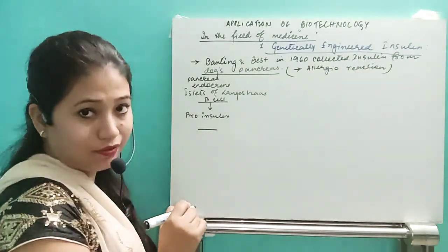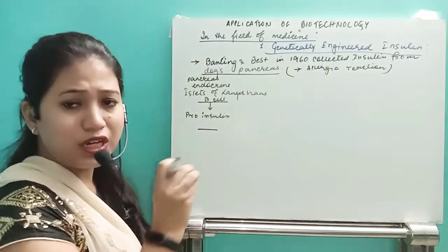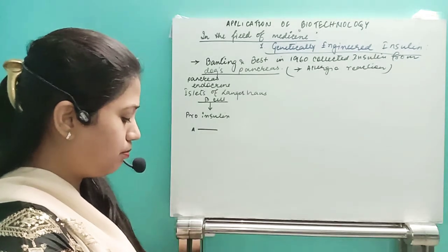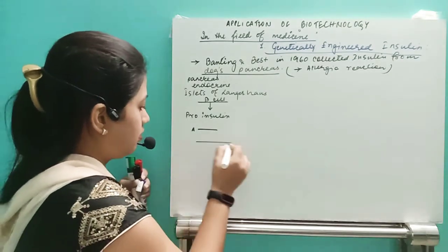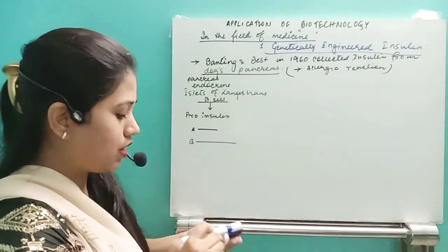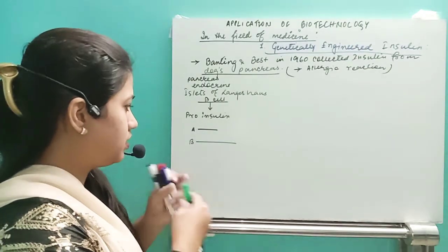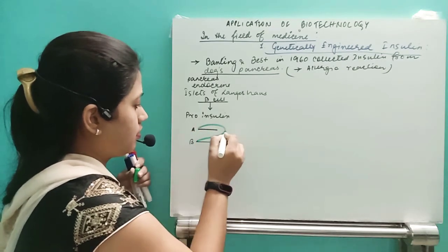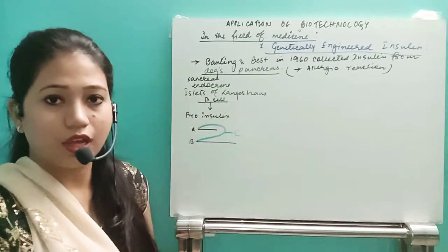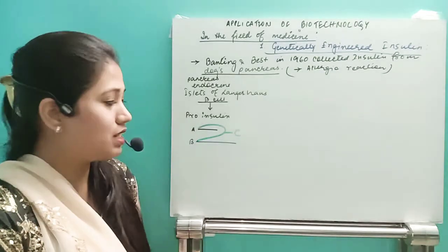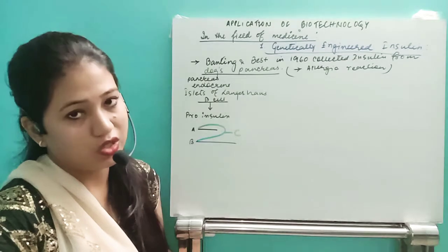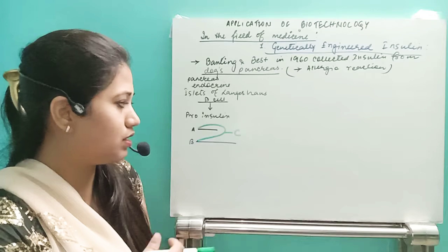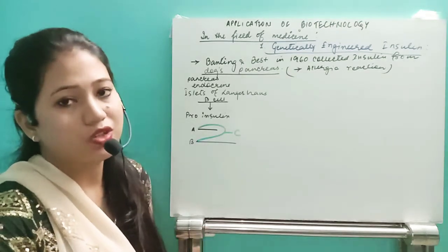Proinsulin has three chains. One is the A chain. Next is the B chain. And the third one is the C chain. This C chain is actually an interlinking chain. This C chain will later disintegrate, it will disappear, and keeps the A and B chains together.